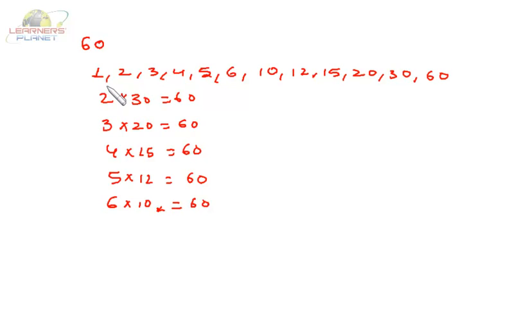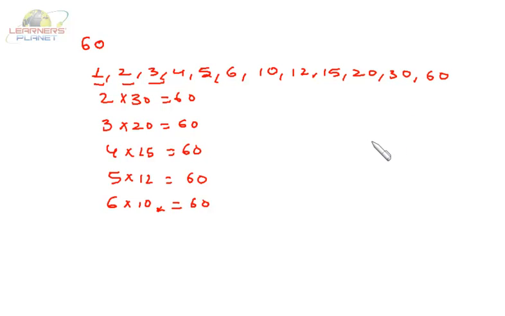So if you are asked about the first 3 factors, you will write down 1, 2 and 3. And if you are asked the first 4 factors, then 1, 2, 3, 4 will be there. If you are asked about first 5 factors, then 1, 2, 3, 4, 5 will be there. Okay, let's do 1 or 2 more problems.